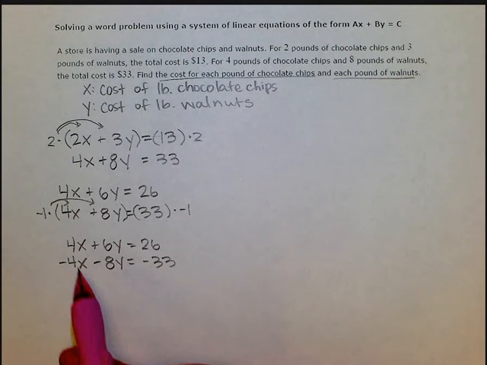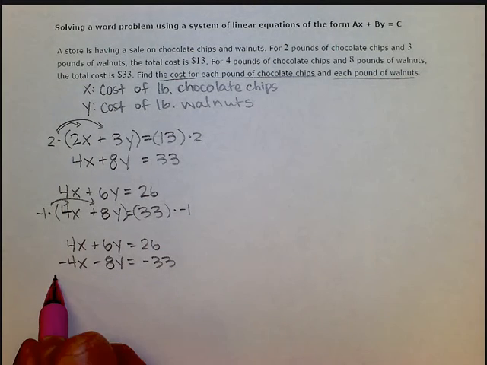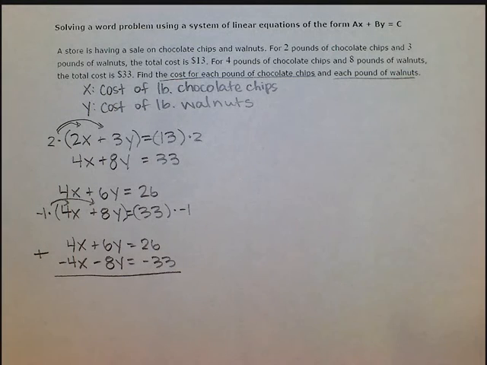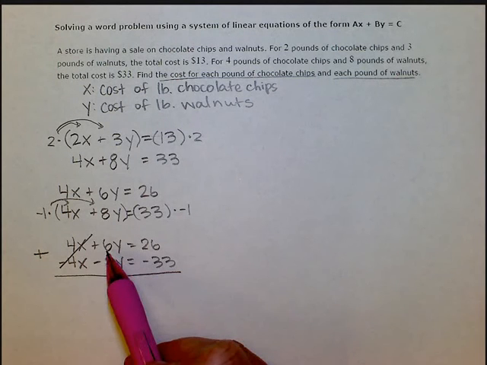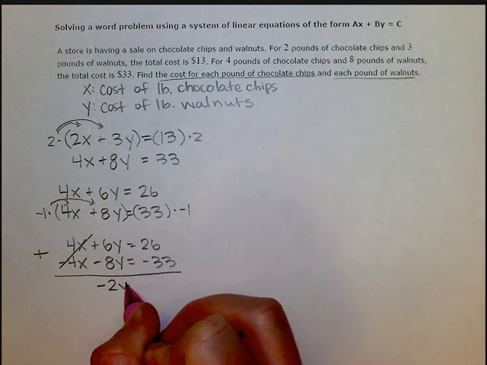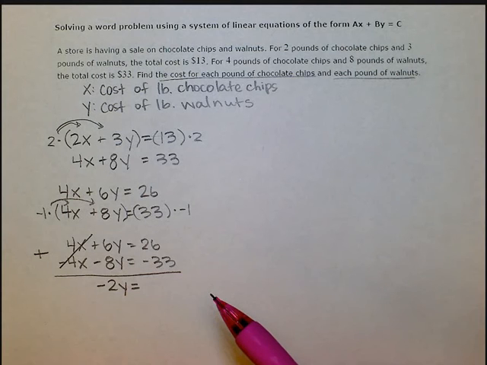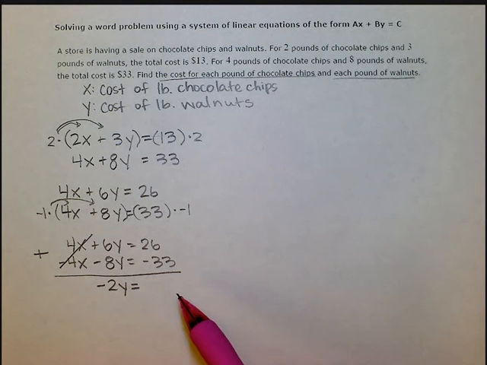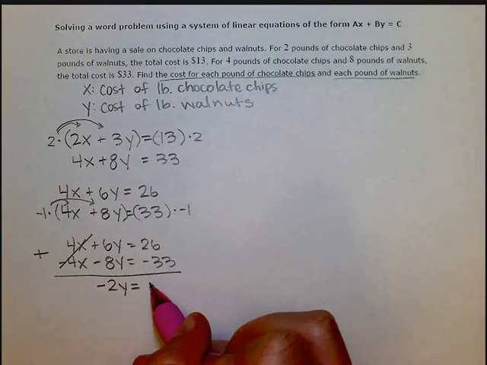Now that my 4 and my 4 are the same and they have opposite signs, I can add these equations and have the x's cancel. So 4x plus a negative 4x is 0, which means those eliminate. Now I have 6y plus negative 8y, which is negative 2y. Over here, I have 26 plus a negative 33, which is negative 7.